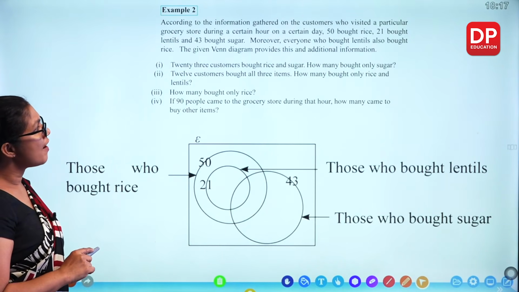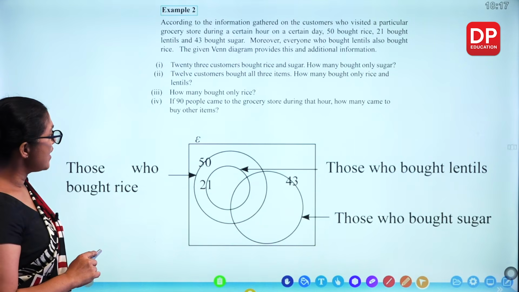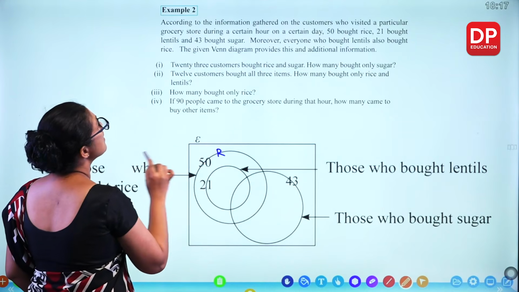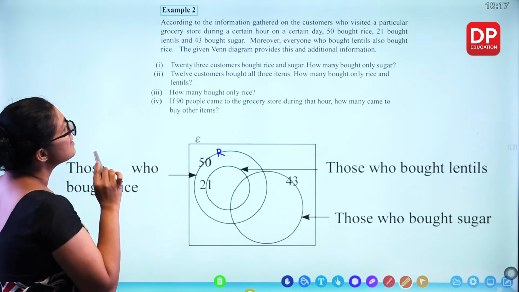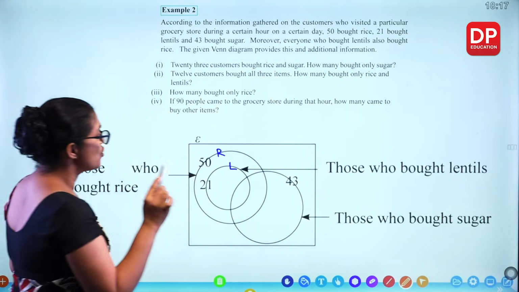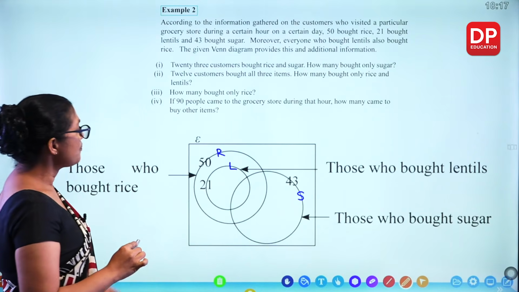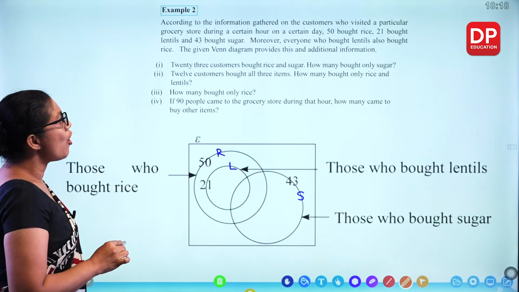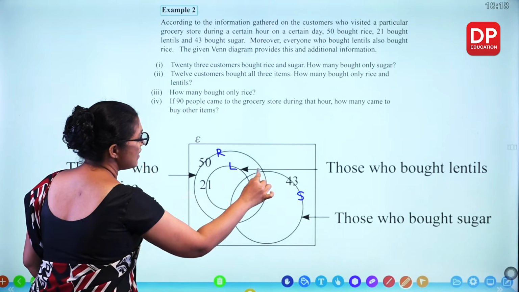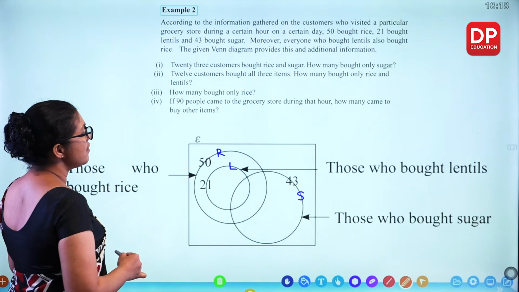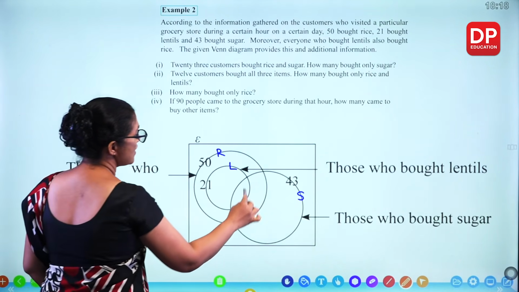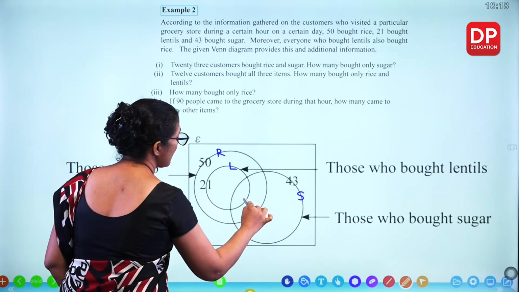23 customers bought rice and sugar. Rice, I'll put rice here, here this one is rice. And the other one is lentils, which one? 21. This is L and the other one is sugar. So sugar. 23 customers bought rice and sugar. Rice and sugar, that means this common region. So this common region is 23. So I can write here this whole thing is 23.